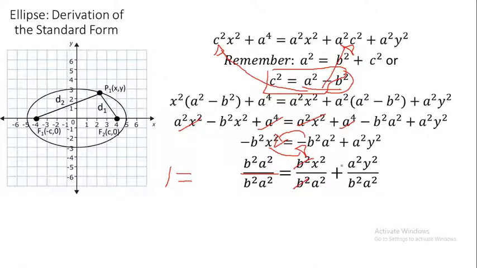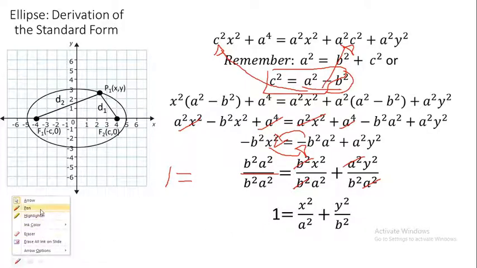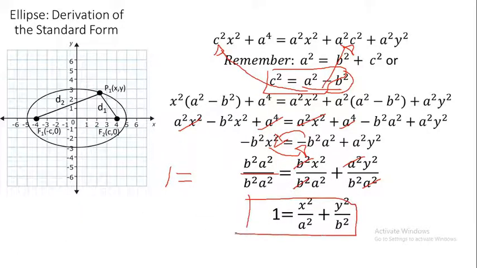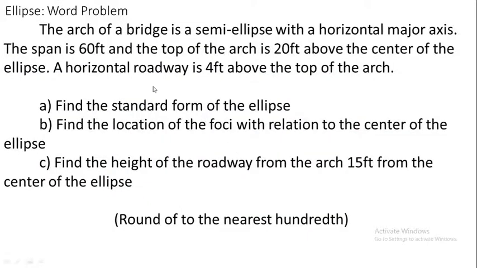B squared will be cancelled, a squared will also be cancelled, leaving us with 1 is equal to x squared divided by a squared plus y squared divided by b squared. This is the standard form of an ellipse. Using that standard form, we can apply it to many problems. Here is a sample word problem.